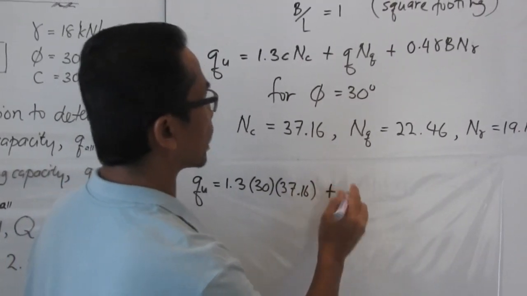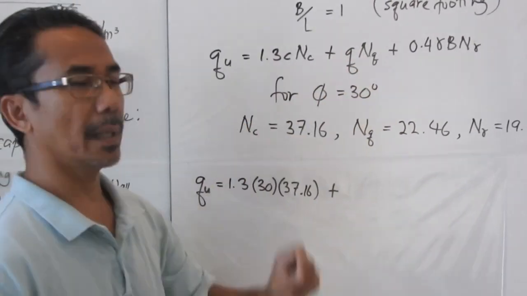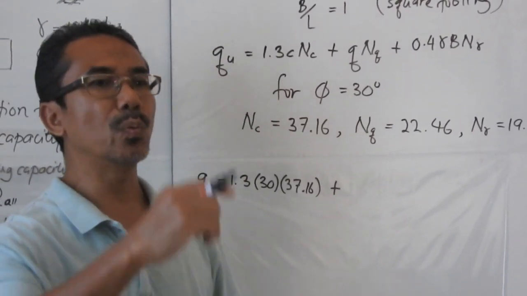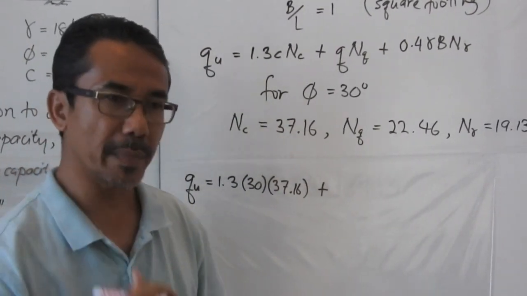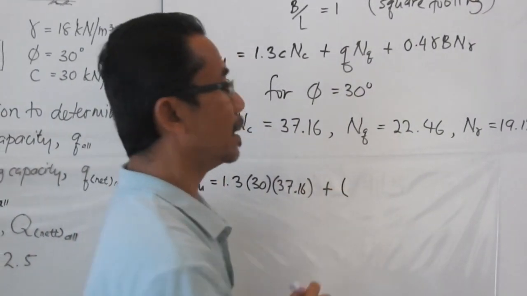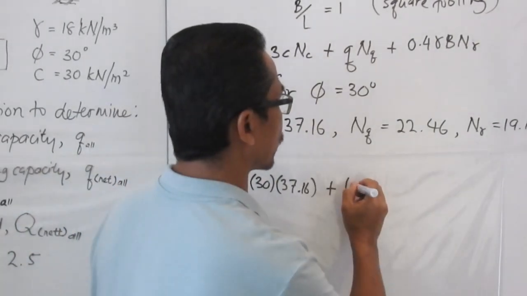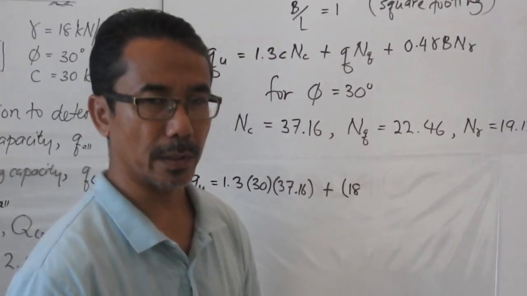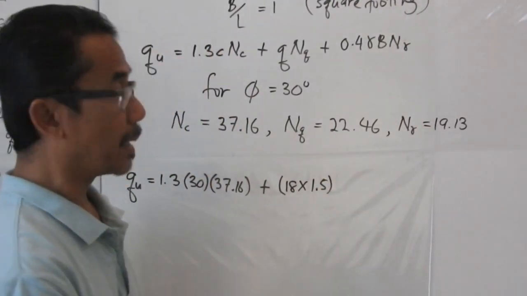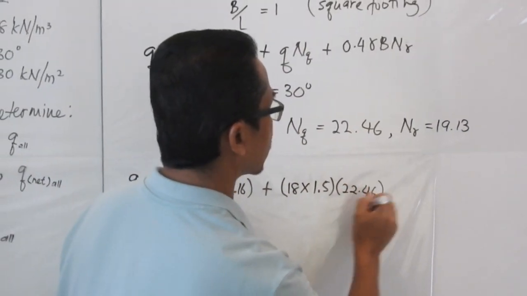Plus, here we have q multiplied by N sub q. q here is the stress at the base of the footing due to the weight of the soil from the ground surface to the base of the footing. So the stress is calculated as the unit weight of soil multiplied by the depth of the footing. So the unit weight of the soil is 18 kilonewton per meter cube, multiplied by the depth of the footing, which is 1.5 meters, multiplied by N sub q, which is 22.46.